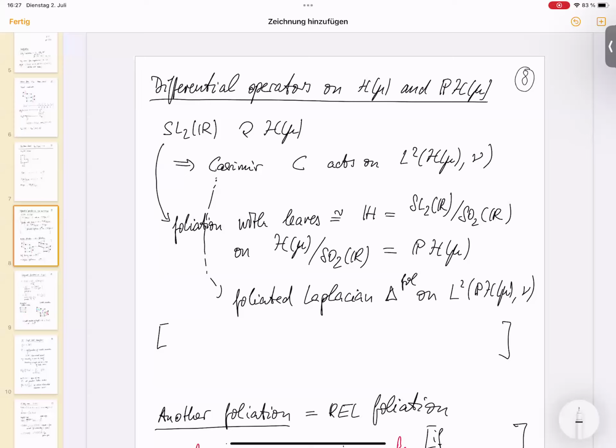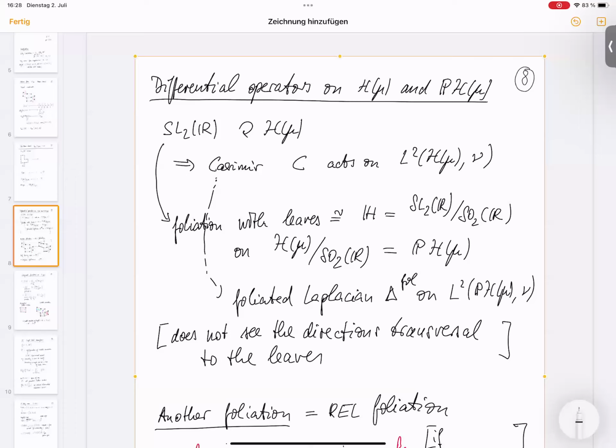Or you see it formally as the image of the Casimir operator acting. So this foliated Laplacian does not see the directions transversal to the leaves of the foliation, which will mean that its properties might actually be quite different from the Casimir or the Laplacian on the modular surface. And we will see instances of that.